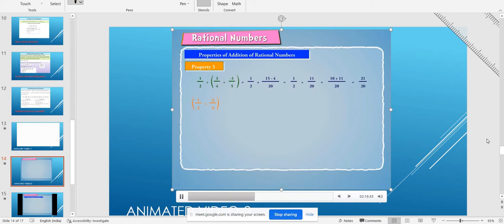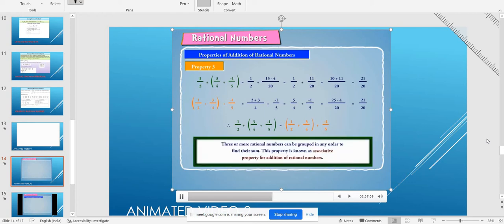1 by 2 plus 3 by 4 plus minus 1 by 5 is equal to 2 plus 3 by 4 plus minus 1 by 5 is equal to 5 by 4 plus minus 1 by 5 is equal to 25 minus 4 by 20 is equal to 21 by 20. Therefore, 1 by 2 plus 3 by 4 plus minus 1 by 5 is equal to 1 by 2 plus 3 by 4 plus minus 1 by 5.